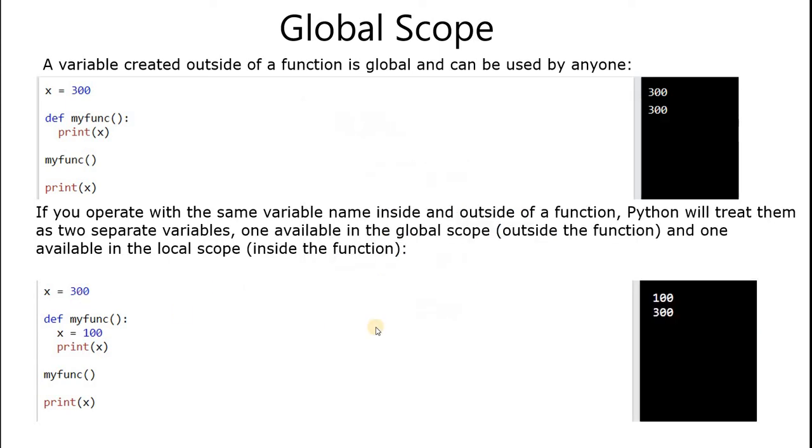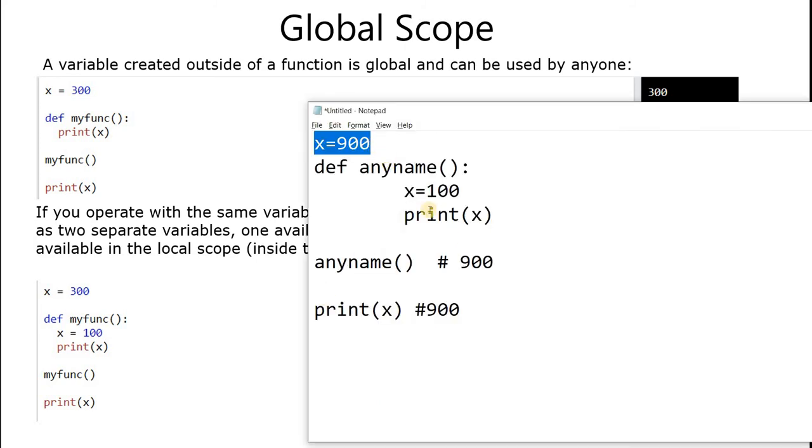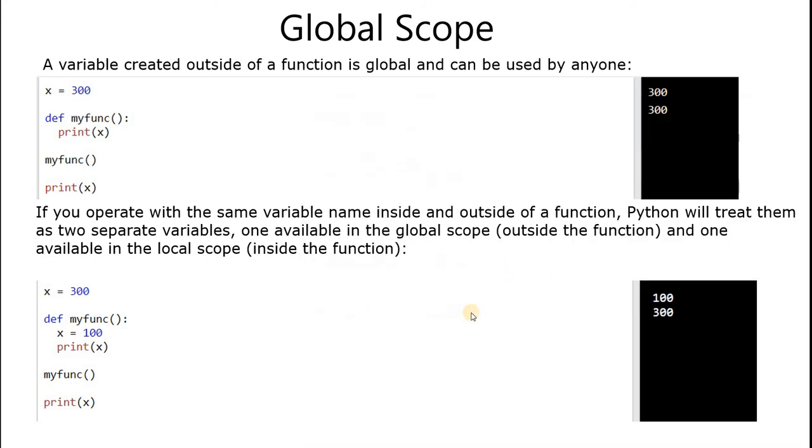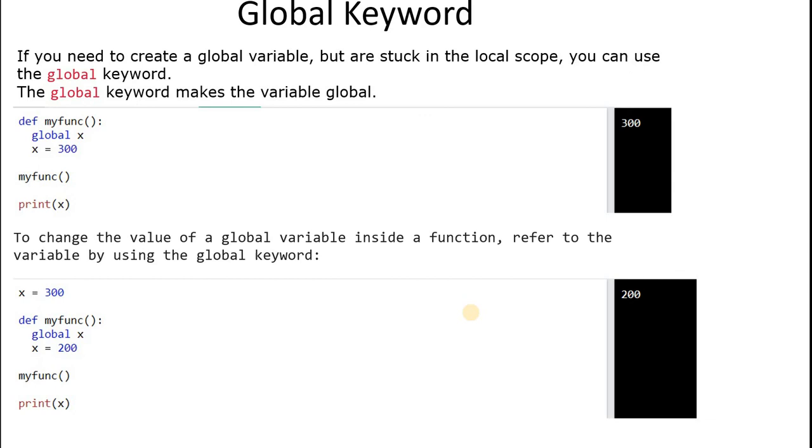Now when you run the function, as you can see on the right hand side there is 100 and 300. When my function is called, the value 100 is printed. As you can see, the local scoping x equals 100 works, and when I try to print x, the global value is printed. Global means 900 will be printed. So this is how local scoping works. If you use the same variable name inside and outside a function, Python will treat them as two separate variables, right? One in the global scope, outside the function, and one in the local scope, inside the function.